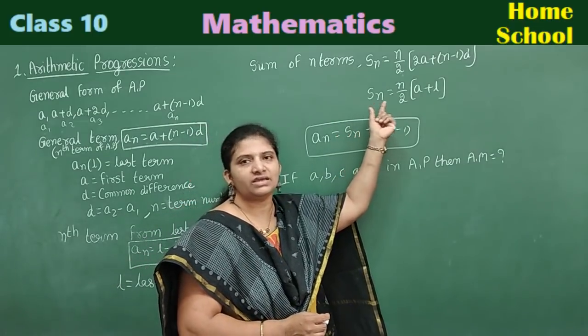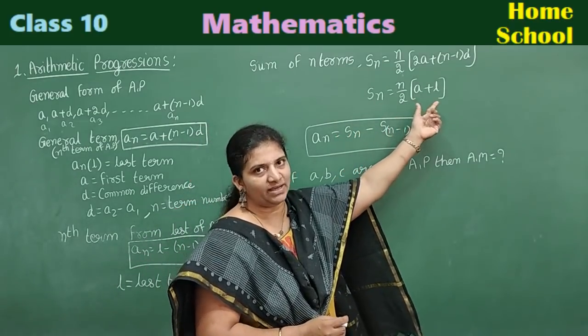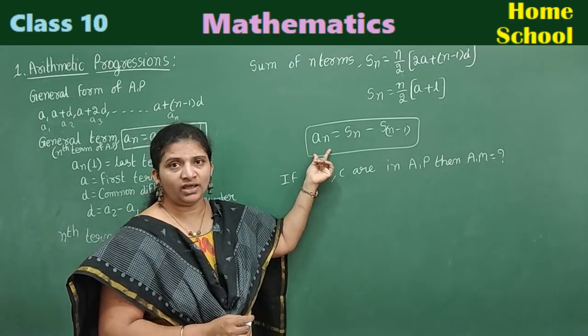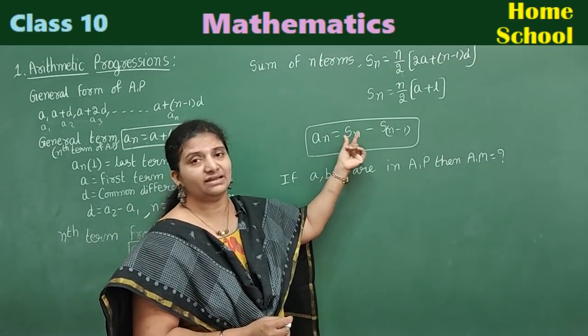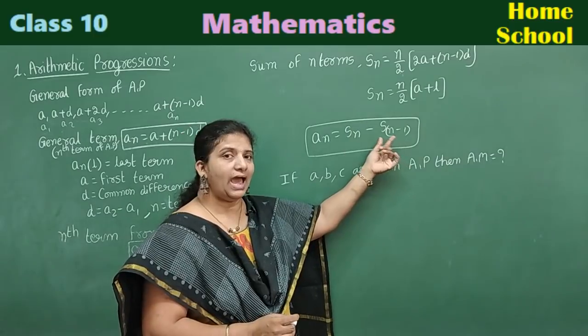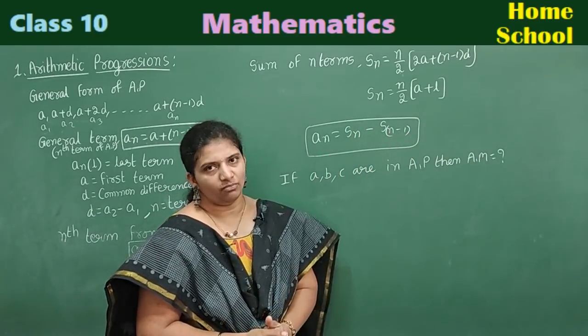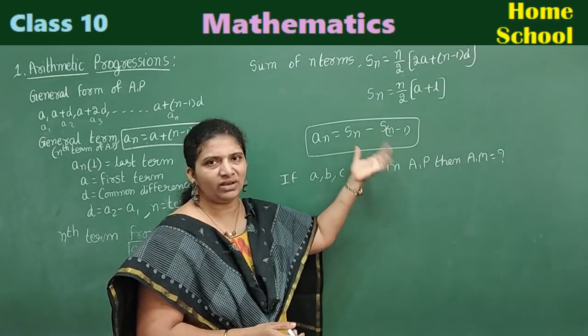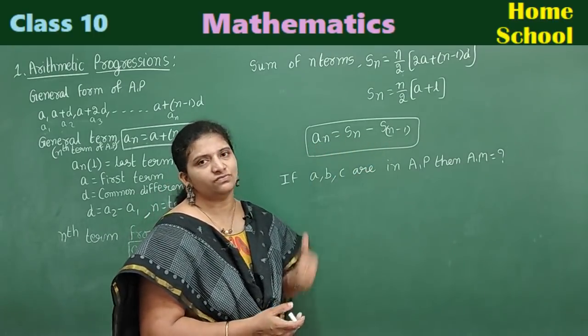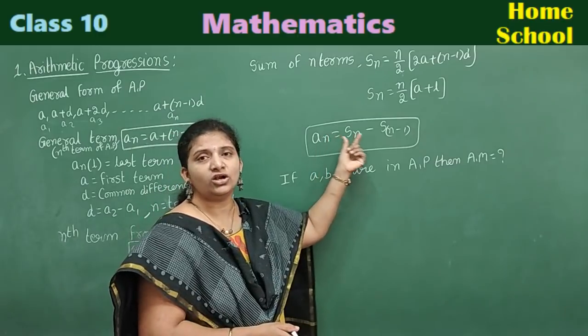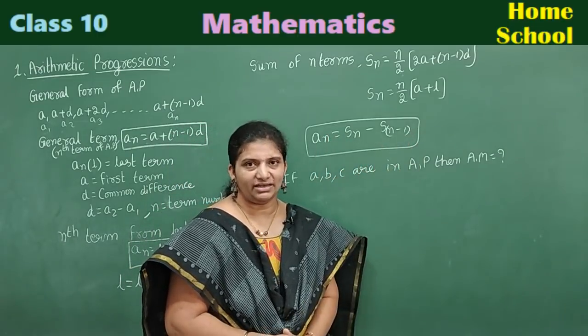That is Sn is equal to n by 2 into (a plus l). And one more formula: when you know the nth term and the sum of n terms and S of n minus 1 terms, you can apply this formula. Suppose in these three, any one might be missing, you can use this formula: an is equal to Sn minus S(n minus 1).